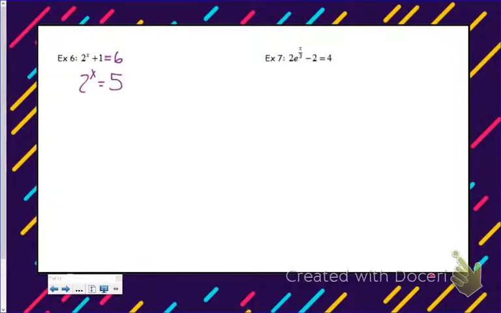At this point, I cannot rewrite these in terms of the same base. So what I'll have to do here then is rewrite this as a log. So this would become log. The base of the exponent is the base of the log. So it's log base 2 of 5 is equal to x. Now, if this was non-calculator, you would leave your answer in terms of a log, and that's okay. But if this was a calculator, you would be able to actually evaluate that log and actually get that decimal. And I would get that decimal is 2.322.